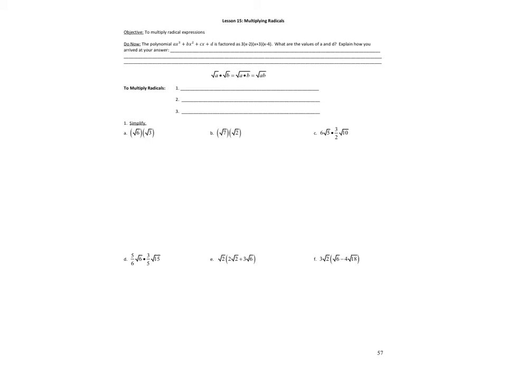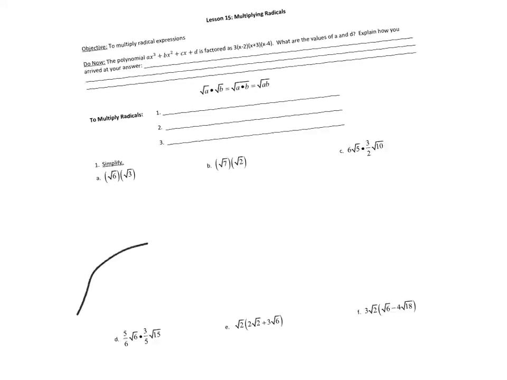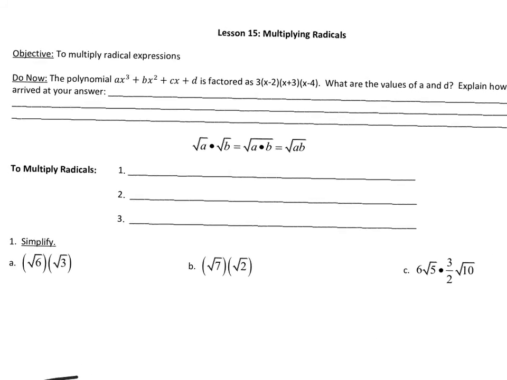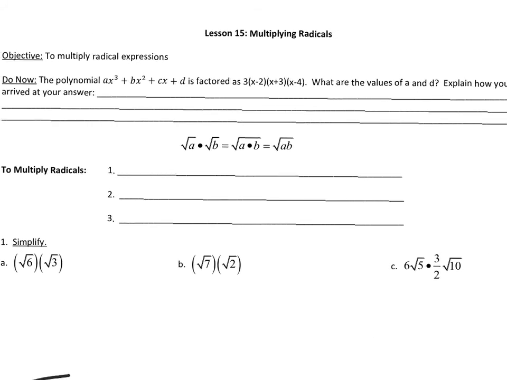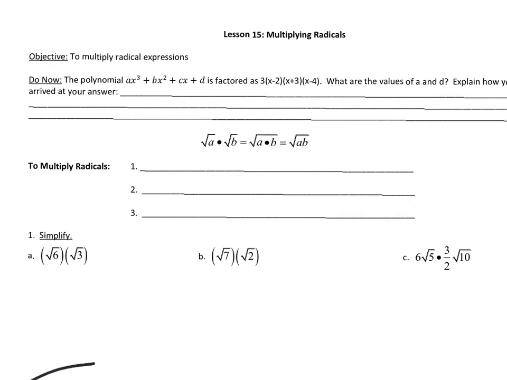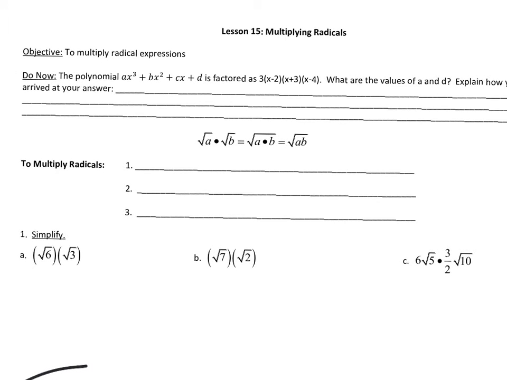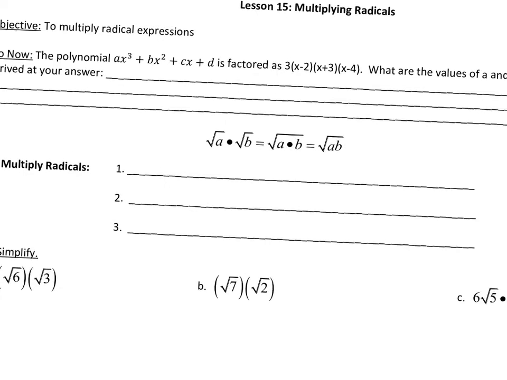Hey everyone, in this lesson I'm going to go over multiplying radicals. The do now talks about a polynomial that was factored as this, and asks what the values of a and d are and to explain how you arrived at your answer. First off, you could multiply the whole thing out with the box method. I think it would take you 2 steps, but there's a shortcut to get a and d.